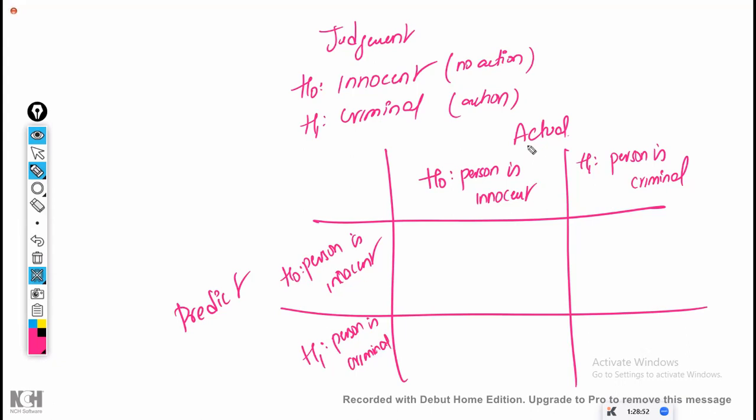Let us understand first what is meant by the word actual. Actual means reality. Really whether the person is an innocent person or whether really the person is a criminal person. Predict means you are going to give your judgment based on the evidences. Your judgment will be given based on the evidences.